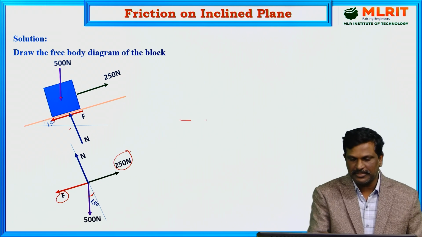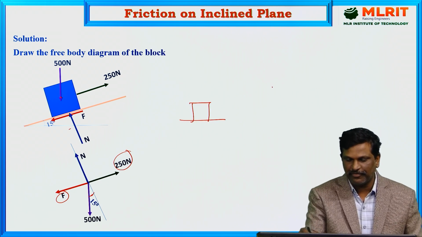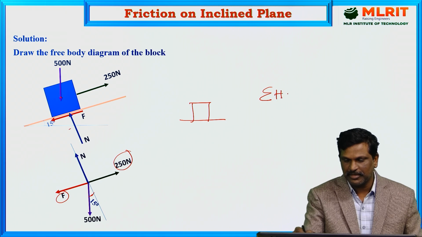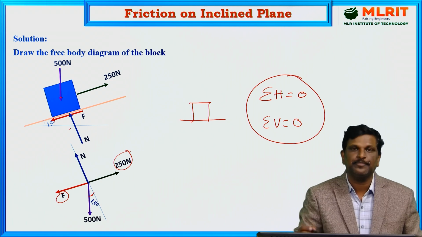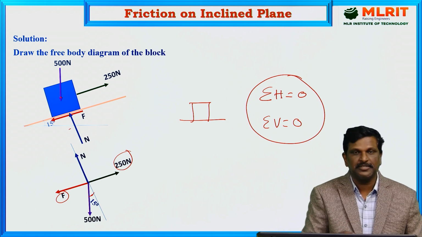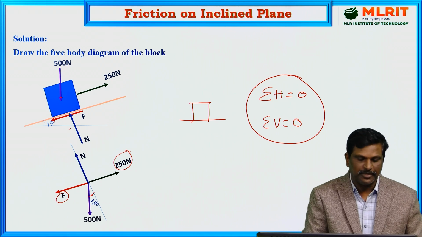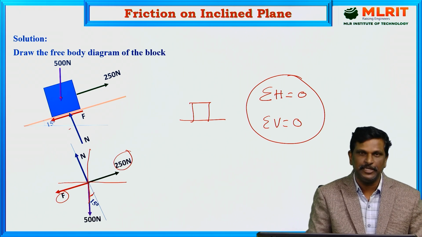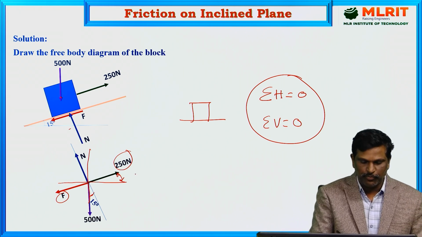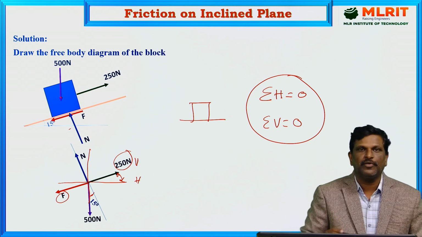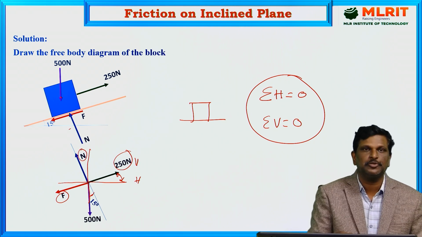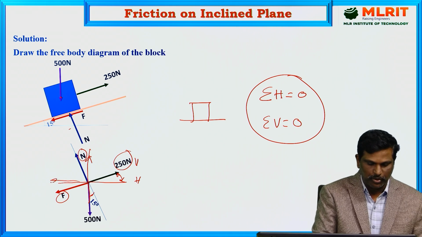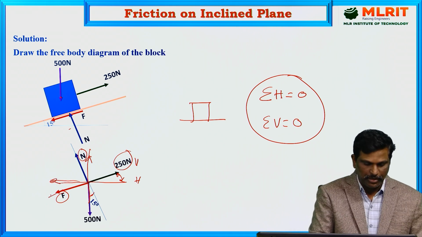Just like when the body is resting on a horizontal plane, we apply static equilibrium equations: sigma H equal to 0 and sigma V equal to 0. These two equations we can apply for this case also. But the problem is, if you take horizontal and vertical, we need to resolve 250 newtons into both horizontal and vertical components, and we need to resolve the normal reaction also into vertical and horizontal components, and the friction also we need to resolve horizontally and vertically.